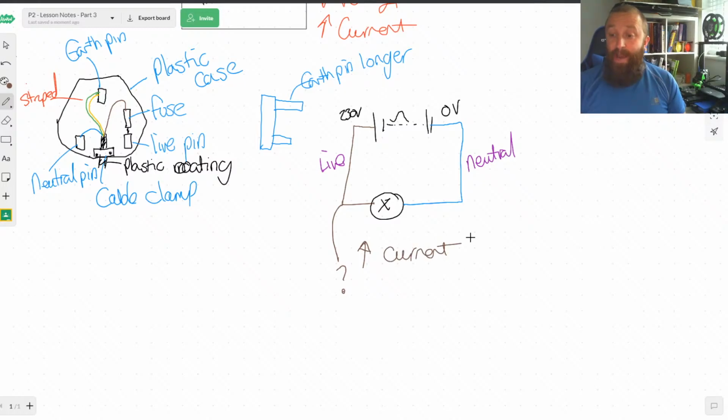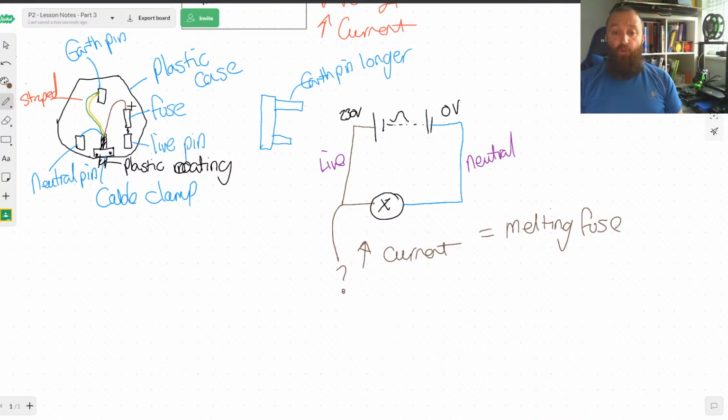Now, a couple of things should happen at this point. One of the things that should happen is too much current is being drawn, so the fuse should melt. So we should end up with a melting fuse. And when the fuse melts, that stops the live feed. And that's one of the reasons why when we're connecting up a plug, we should always connect the live feed to the fuse. So we need to make sure we do the correct one.